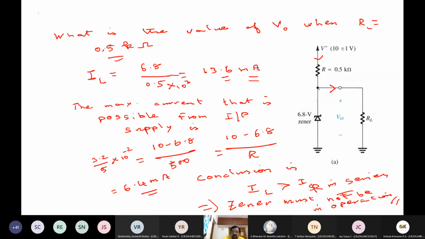So when the load current is smaller, more current will flow into the cathode from the power supply, which means the zener will come into play the moment we cross the ICK value. Okay, that is what it is. But here you look at the RL with 0.5, you go 13.6, whereas this series resistance is 0.5, which means it is simply not possible. Therefore, the zener must not be in operation, or must be cut off.